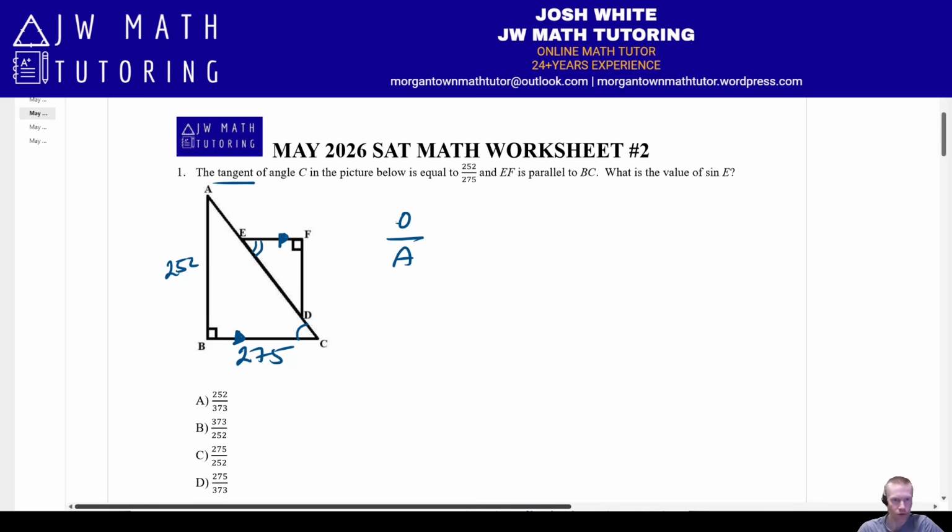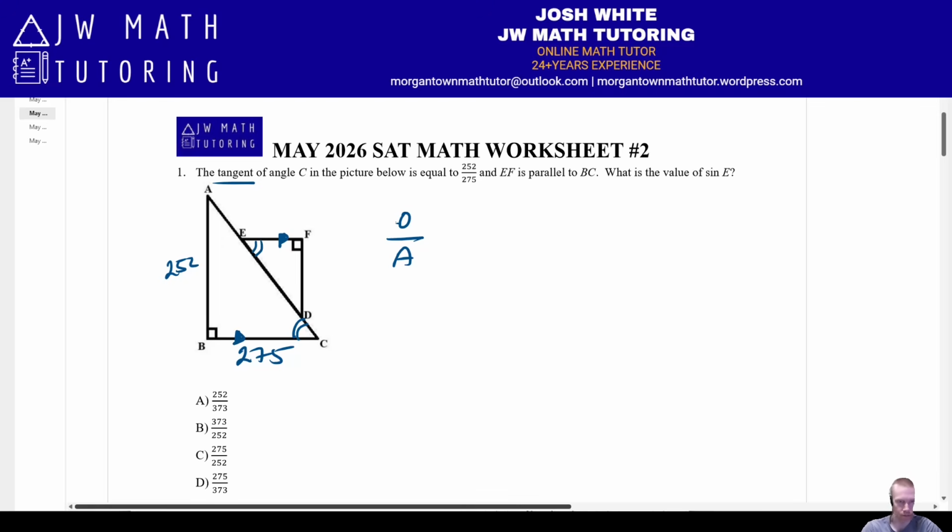Essentially all that's going on here is these two triangles are similar, which means their sides will be proportional. It also means that all their angles are congruent. Technically, E and C here are congruent because they are alternate interior angles formed by two parallel lines and a transversal.